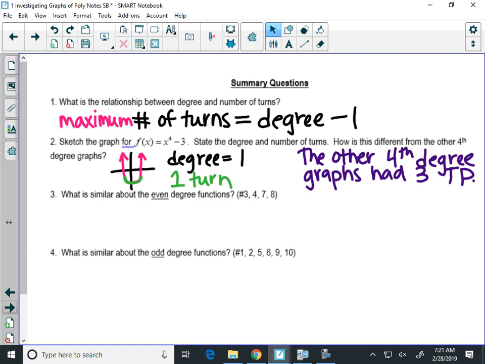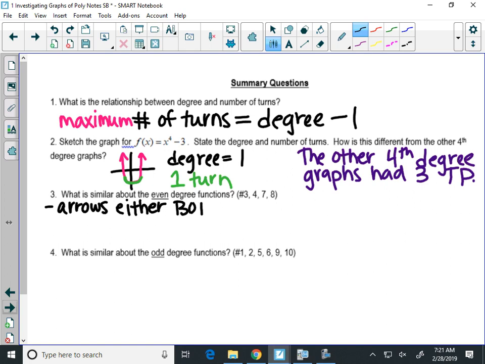I would say the arrows either both point up or down. So the arrows both point in the same direction.